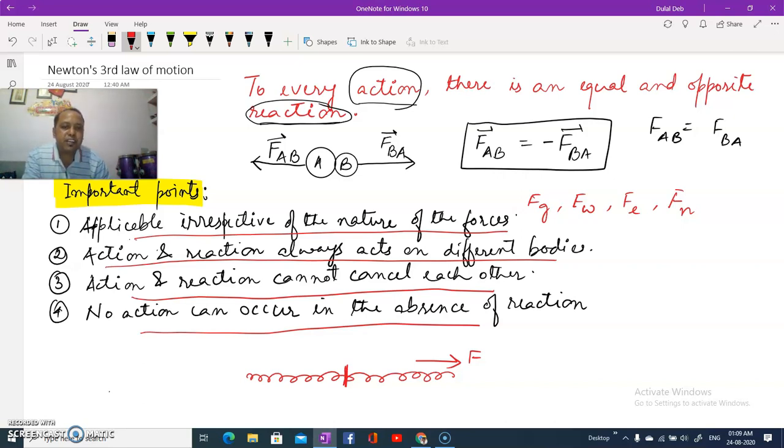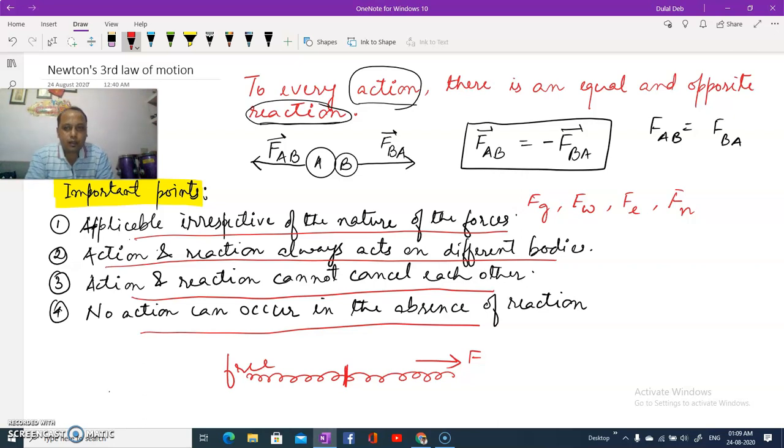Both will be present together, only one cannot be present. Like a simple example, in the tug of war, if one side is free and you pull from one side, there won't be any reaction. If you consider the pulling to be an action, there cannot be a reaction. Or if you consider the pulling to be a reaction, there cannot be an action. So you cannot have any action if there is no reaction, right?